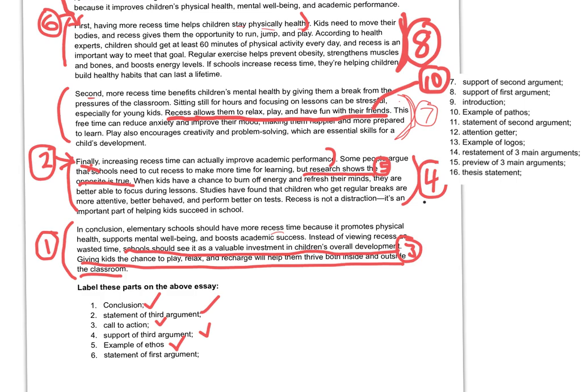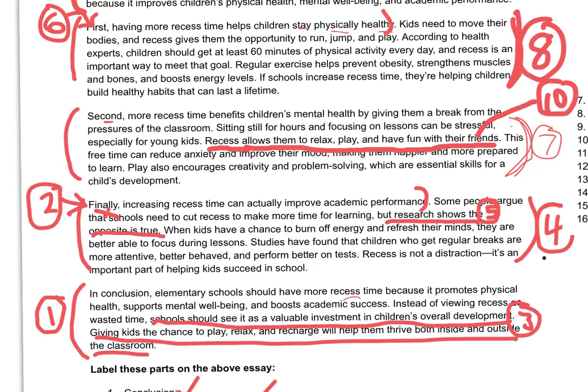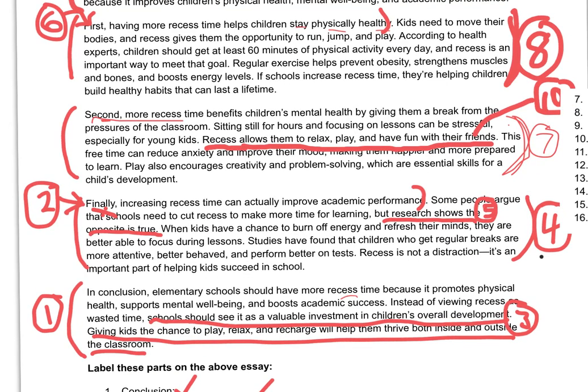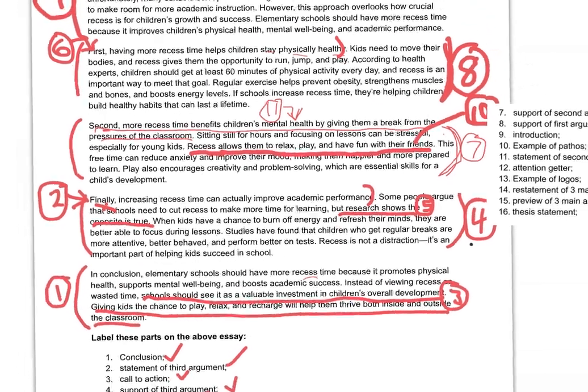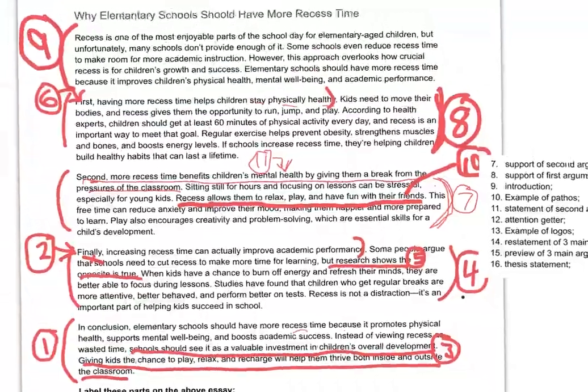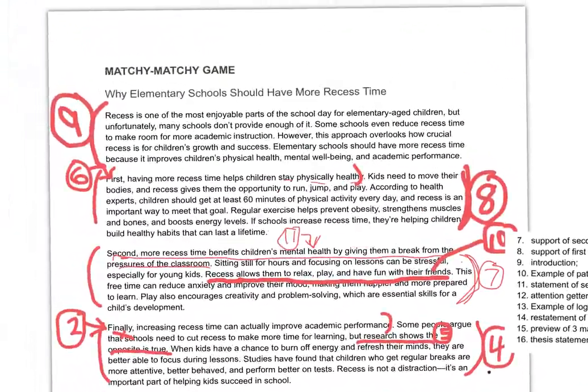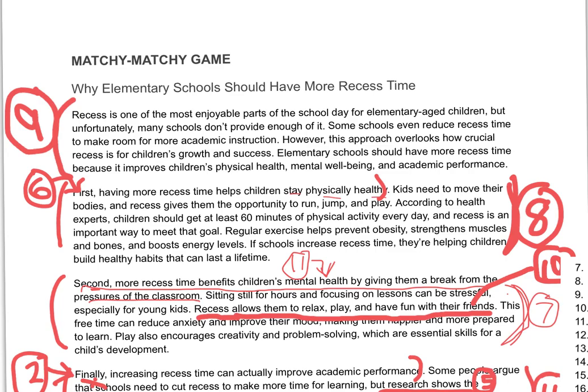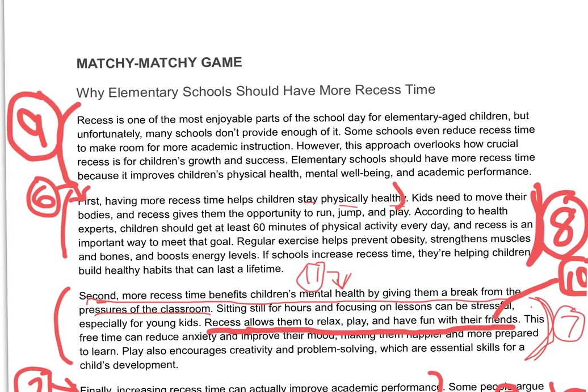Number 11, statement of second argument. Well, it's right here. Here we go. There's the second argument. More recess time benefits children's mental health by giving them a break from the pressures of the classroom. So I'm going to write an 11 right in here and draw a little arrow pointing down to that first sentence. Attention getter. That's where you want to grab the reader's attention at the very beginning by giving a little short story or asking a question or providing a little background information.